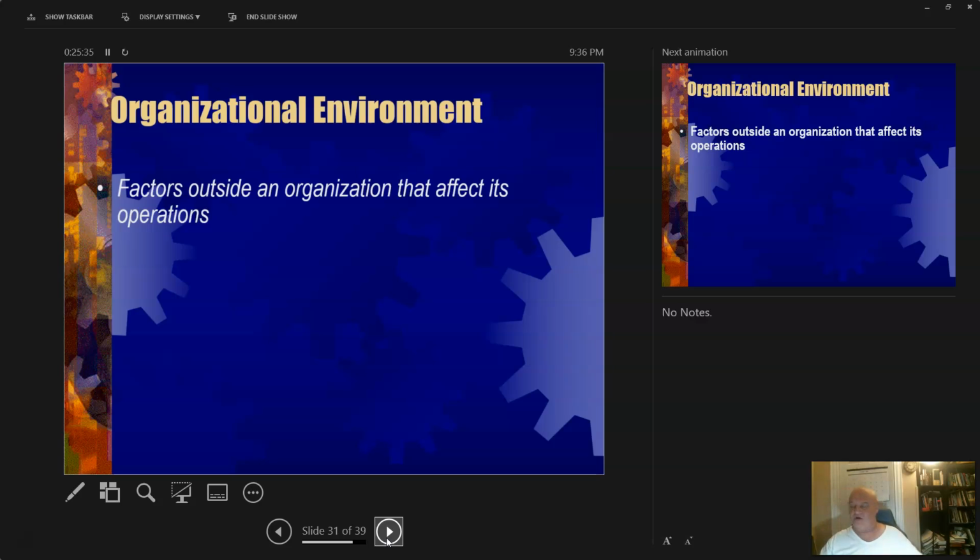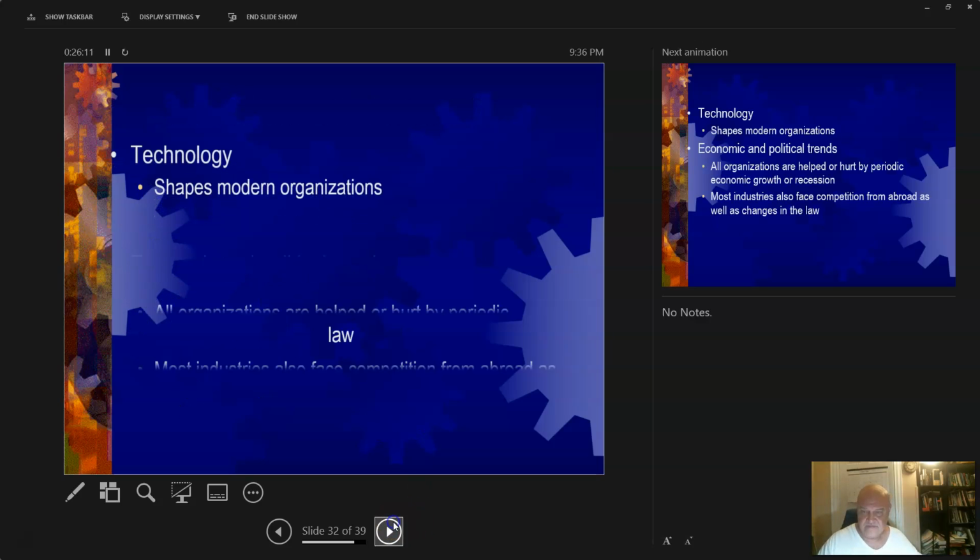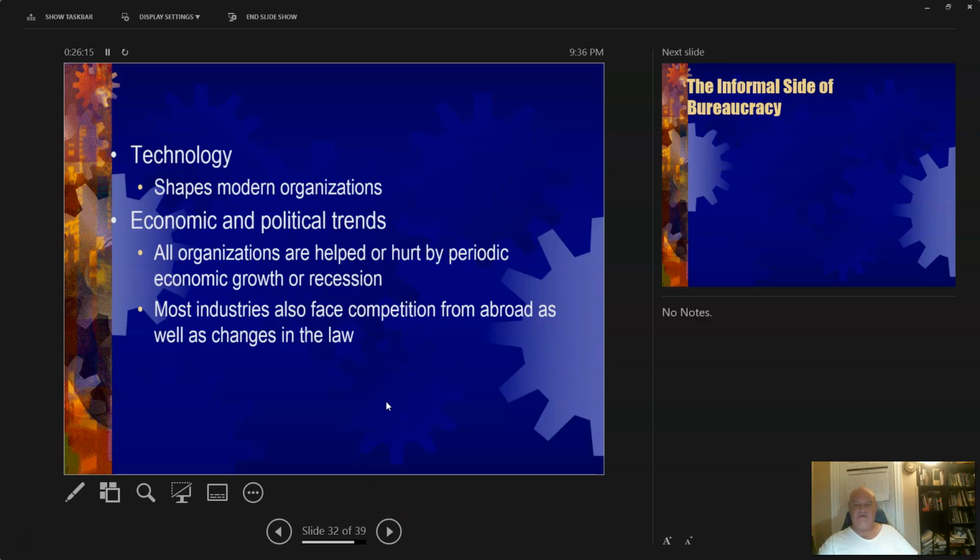All organizations, and this is one area that I've studied, exist in their environment. The factors outside of an organization affect its operations: technology, economic and political trends, current events, the available workforce, and other organizations. All of these affect an organization and its environment. Technology shapes modern organizations in profound ways. If you don't keep up with technology, you're going to fail if you're an organization.